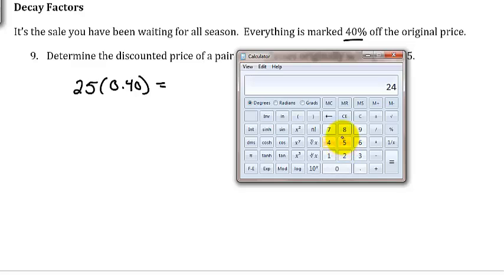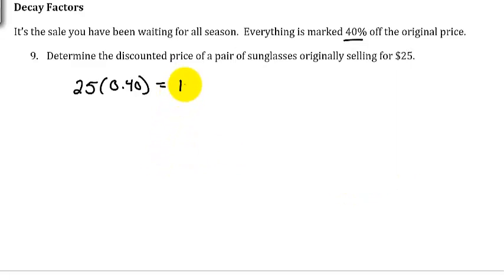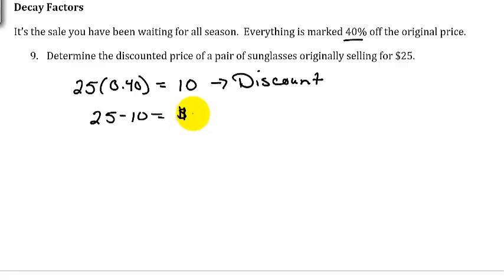So 25 times 0.4 gives us 10, and this is our discount. That's the amount that's going to be taken off. And so that would be 25 minus 10, or $15.